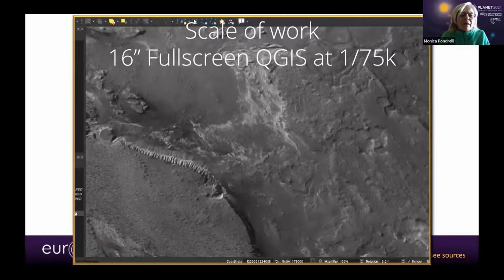Now we are making an exercise, so we do not have a science goal. And so we decided to stay between some 170K, 150K, or even 1 to 100K is good. This, of course, depends also on your screen.